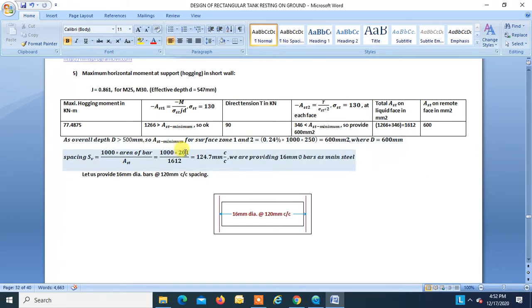We are using 16 dia bar, so this spacing is 124.7. We will provide 16 at about 120. These are actually support moments. The steel required over here and here, but we are taking this steel through and through. So even at center we are providing the same steel, to keep the spacing of the bars the same throughout.